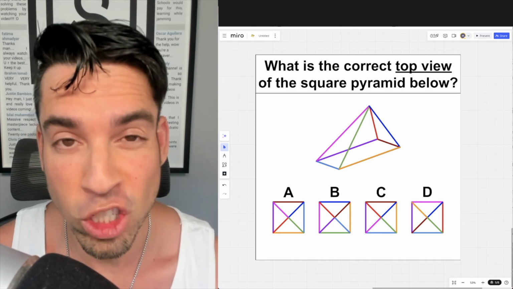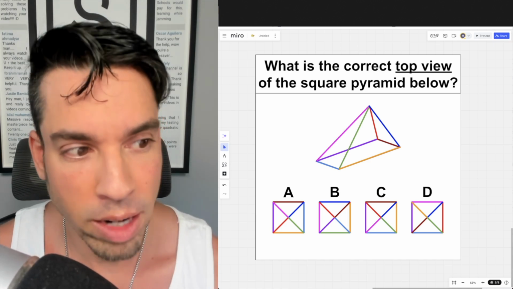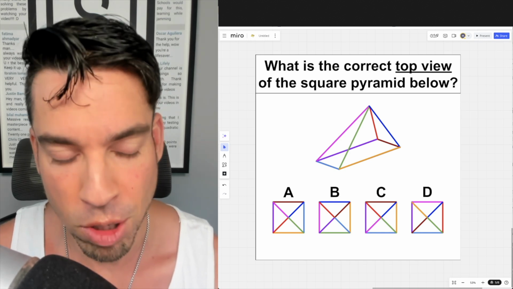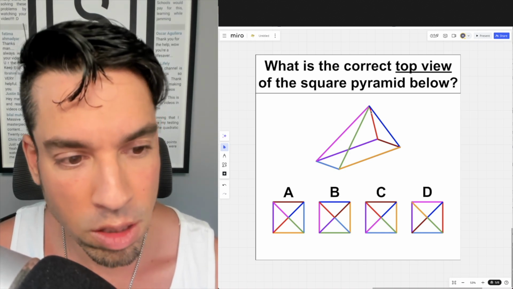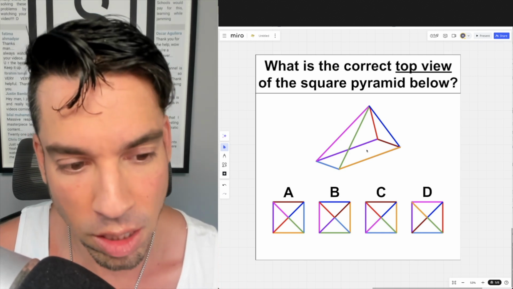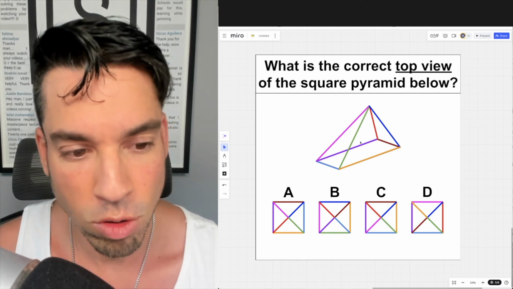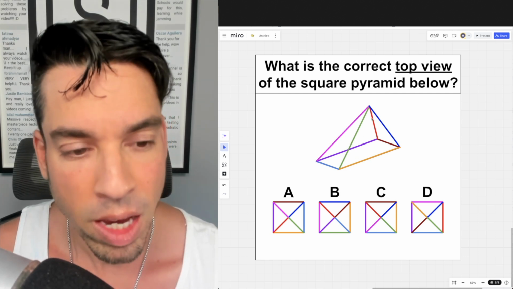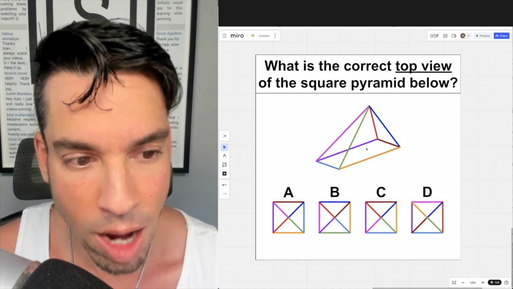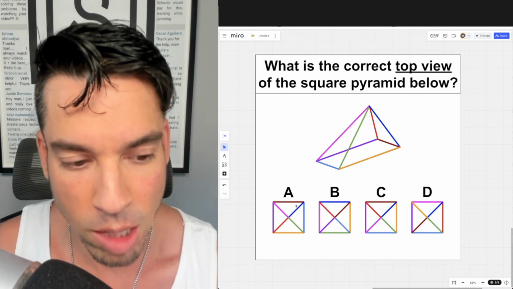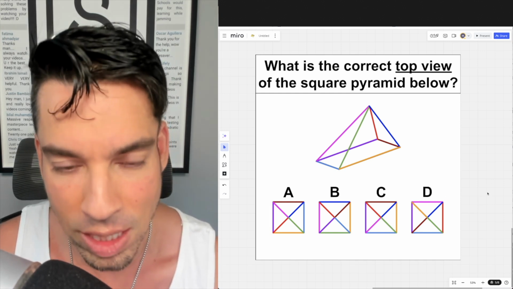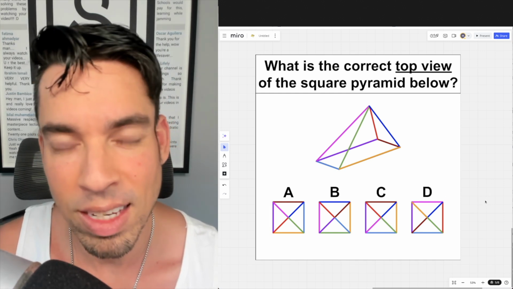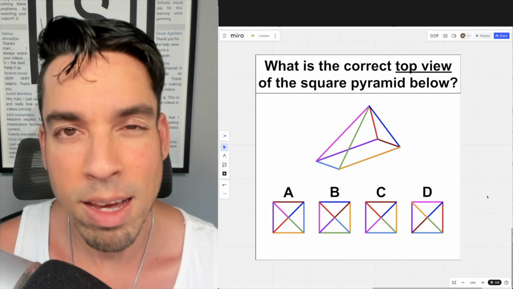In this one, the question is as follows. What is the correct top view of the square pyramid below? So again, here is the square pyramid. This base looks like it's a rectangle, but that's just from the angle. So it's a square base, and it is a pyramid. And we're looking from the top down, coming straight down. We got these different options, A, B, C, and D. Hit that pause button and see if you can figure it out. When you're ready, hit play, and I'll give you the explanation.